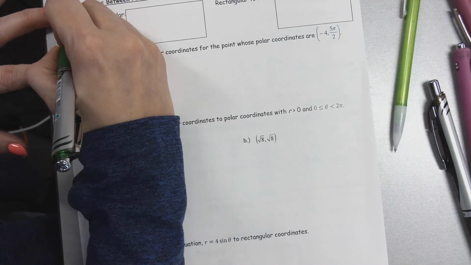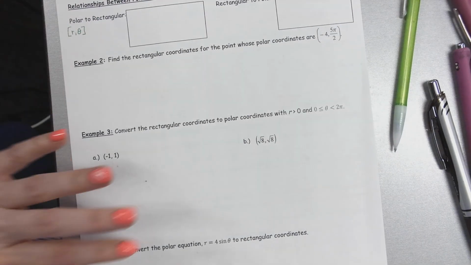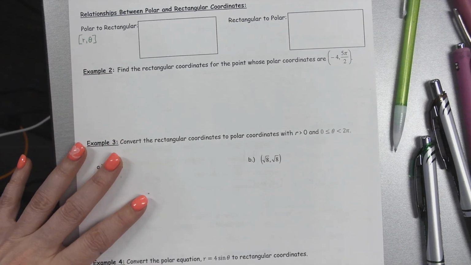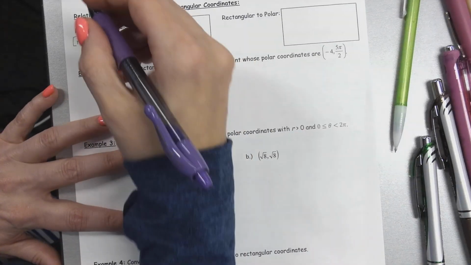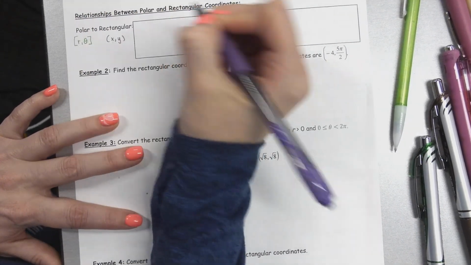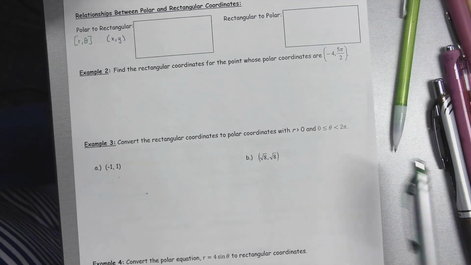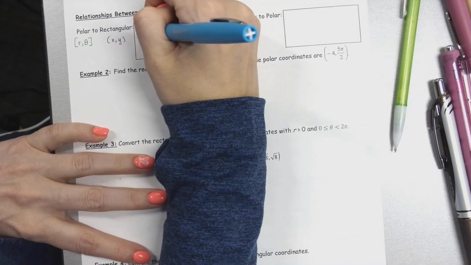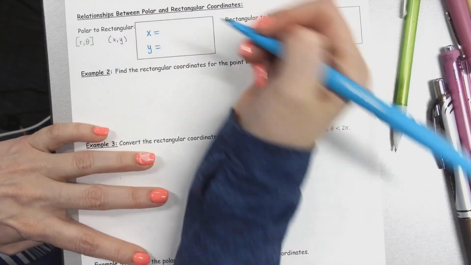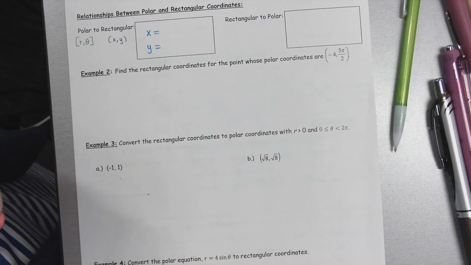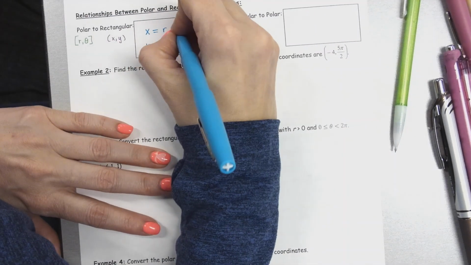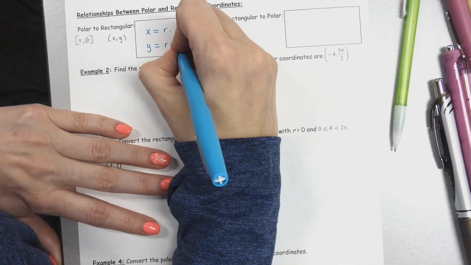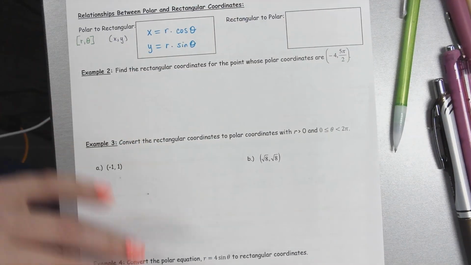So when you have a polar coordinate, it's going to be an R and a theta, and it's going to be in brackets. Your rectangular coordinate is going to be the XY coordinate that you know and love from years and years of math. Okay, in order to convert, we're going to use these 2 equations from polar to rectangular. We're going to use that x is equivalent to r times the cosine of theta, and y is equal to r times the sine of theta.